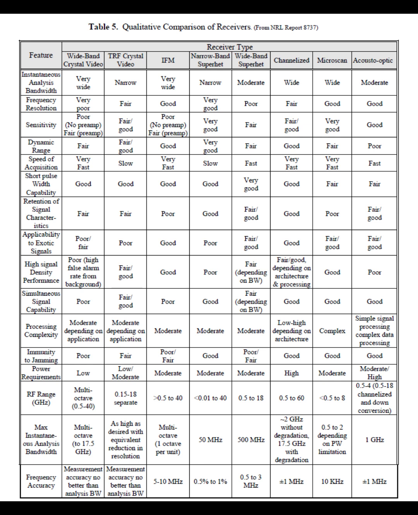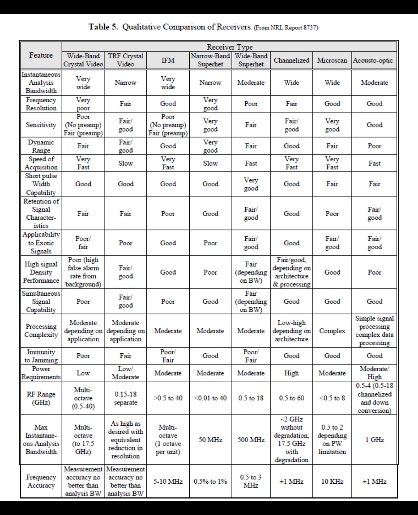Power requirements. Amount of power needed to operate. Wideband crystal video and TRF crystal video require the least power. Microscan requires the most power. RF range, in gigahertz. Range of radio frequencies the receiver can handle. Wideband superhet has the widest range, 0.5 to 60 gigahertz. TRF crystal video has the narrowest range, 0.15 to 18 gigahertz.